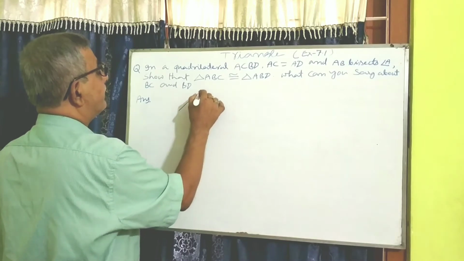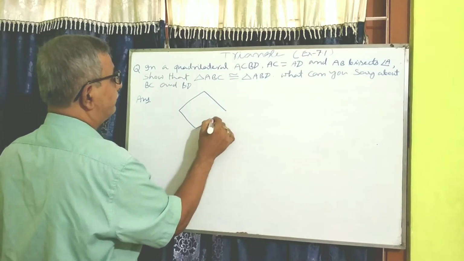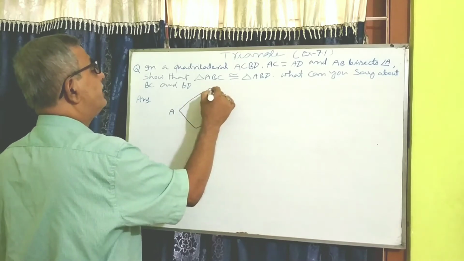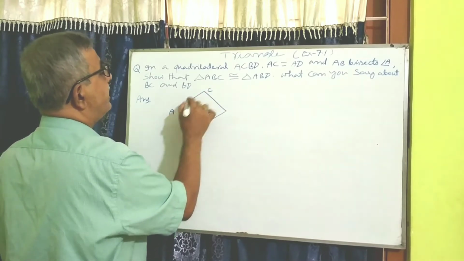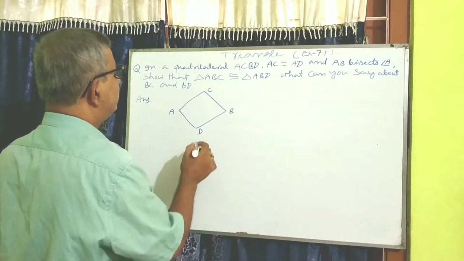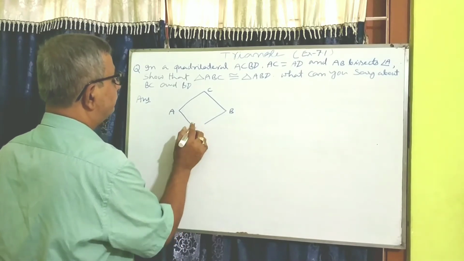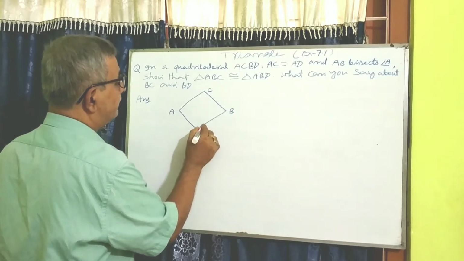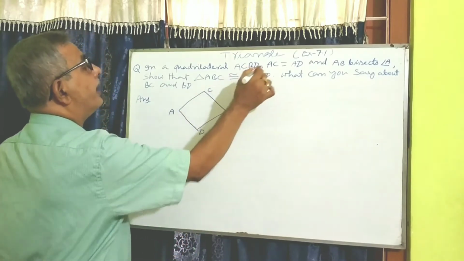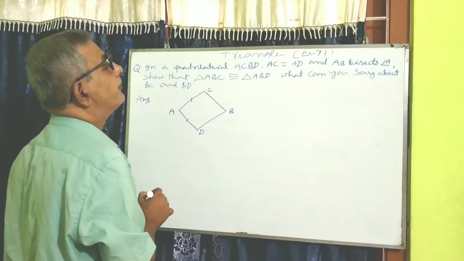This is the diagram. A, after that C, after that ACBD, B is here and D is here. What are the things given here? You see nicely. Here is D. Now, AC is equal to AD. This is AC and this is AD. AC and AD are equal.